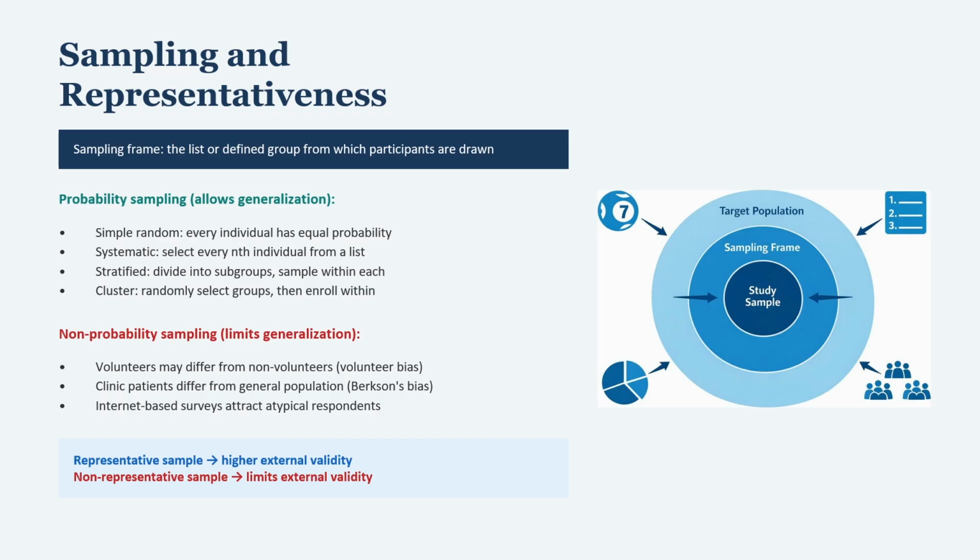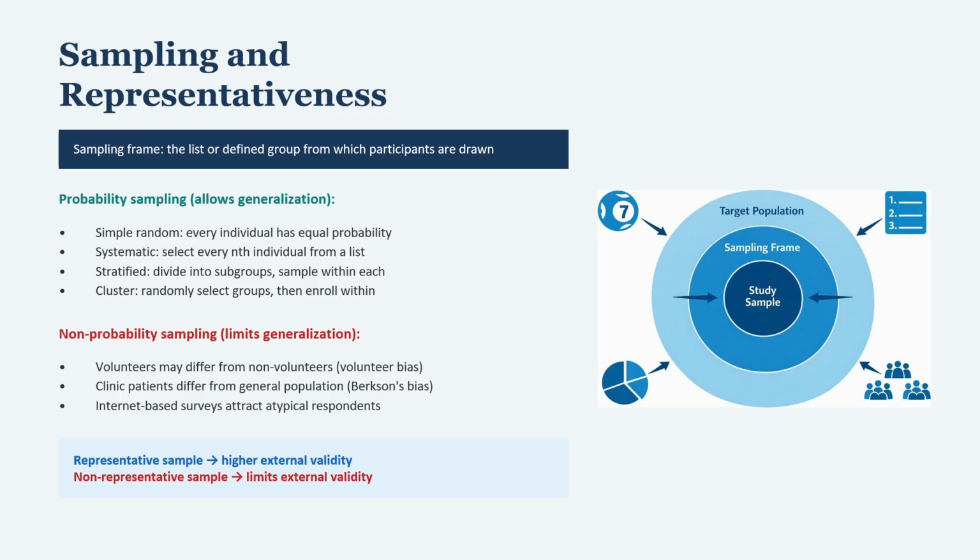Probability sampling methods, where every individual or group has a known non-zero probability of selection, are the foundation of representative sampling. Simple random sampling gives each individual an equal chance.